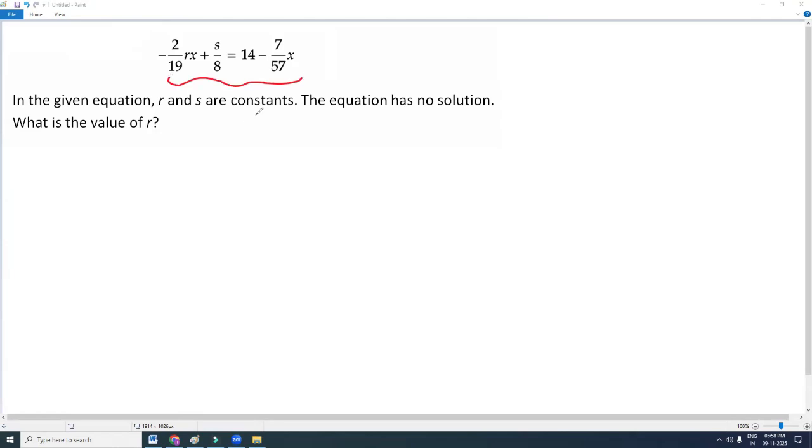Here we have an equation. In the given equation, r and s are constants. The equation has no solution. What is the value of r? This is a linear equation in one variable, that is x.